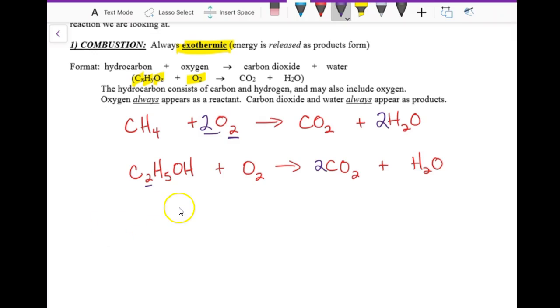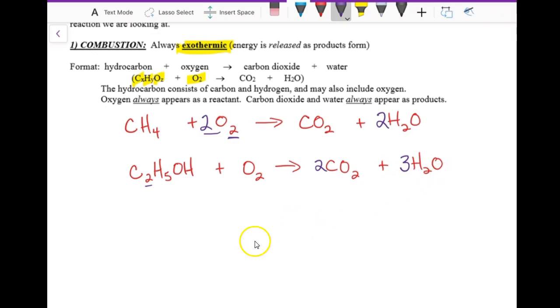And then on the left, I have to be careful here. I've got 6 hydrogens because I have 5 here, and I have 1 over here by itself. So if I have 6 hydrogens on the left, what am I going to put in front of water on the right? I'm going to put 3. Okay, so this gives me 2 times 2 is 4 oxygens there, plus 3 times 1 is another 3 there. So 4 plus 3 is 7.